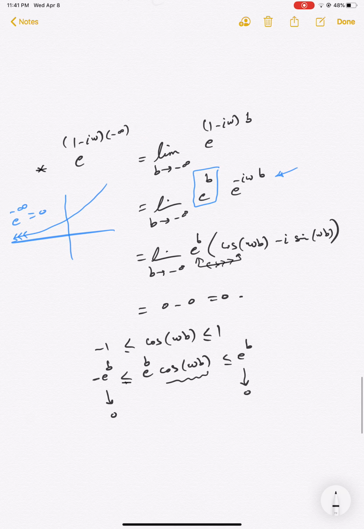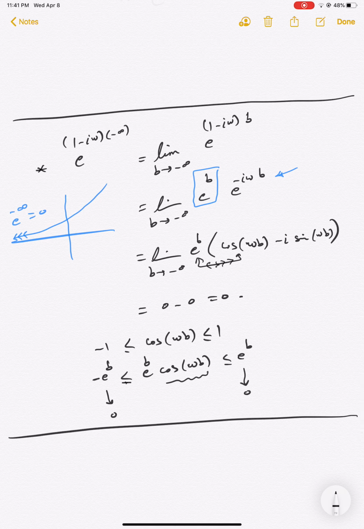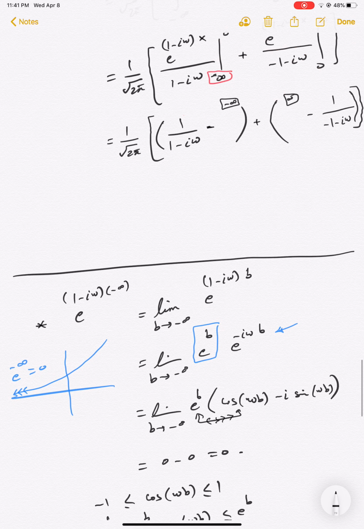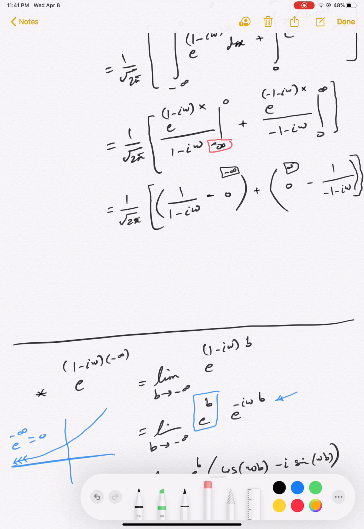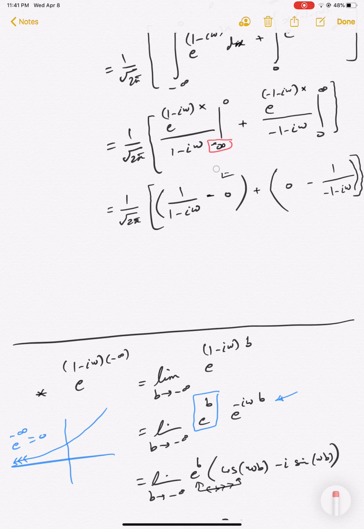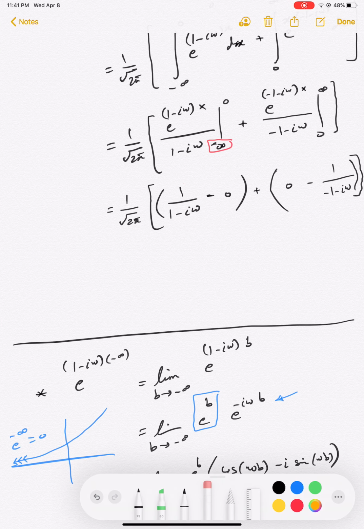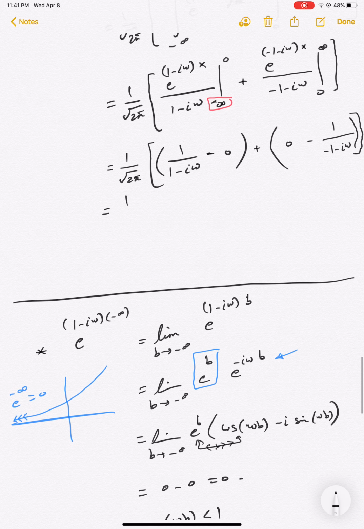So these computations justify why, when you substitute negative infinity here, you get 0. And the same computations justify why, when you substitute positive infinity in that quantity, you get 0. Okay, so now we continue. Now it's just a matter of computations. This is 1 over root 2 pi, times 1 over 1 minus i omega, plus 1 over 1 plus i omega.